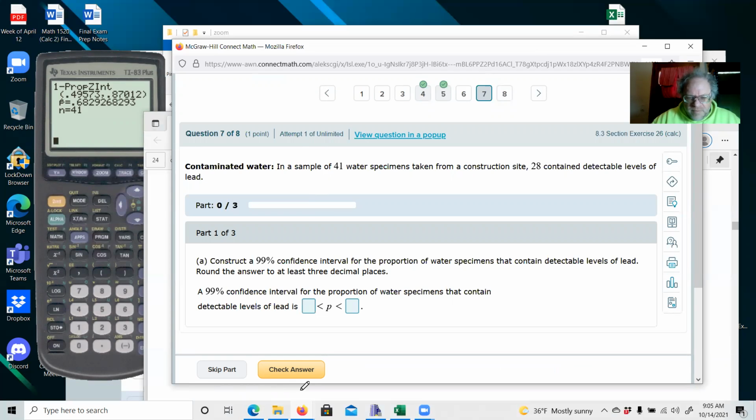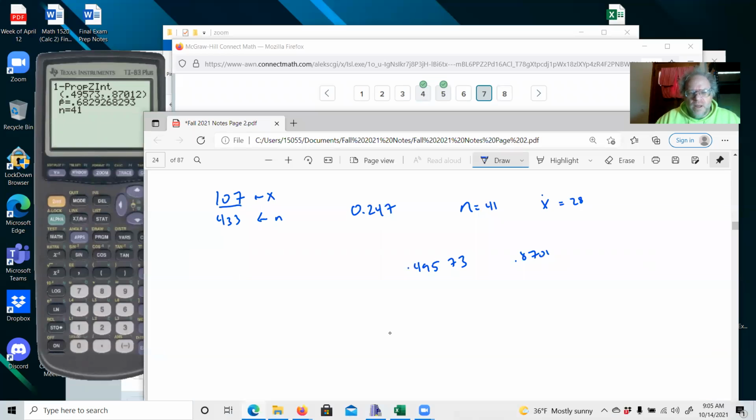Three decimal places. So this 7 is going to contribute, so it's 0.496. This 1 isn't going to have anything to say, so 0.870. So somewhere between almost 50% and 87%.